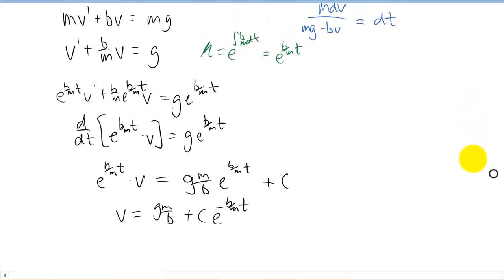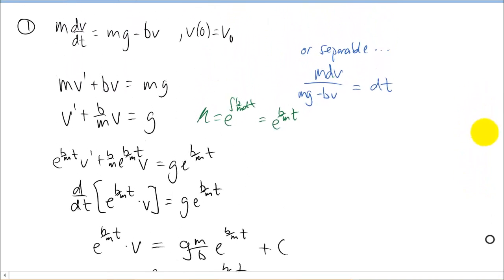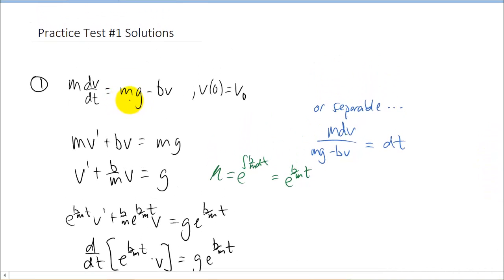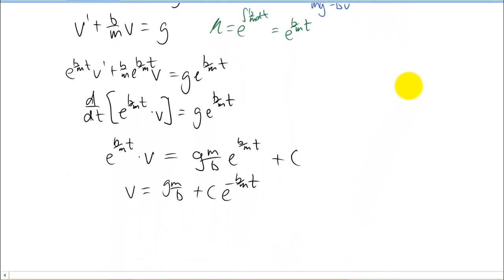Now, a lot of people struggle with these problems because there are so many letters floating around. And what I do say on the test is that m, g, and b are all constants, which you would hope because those are the letters that are not the dependent variable, which is obviously v in this case, and the independent variable, which is t. So okay, we solved for v as a function of t down here.